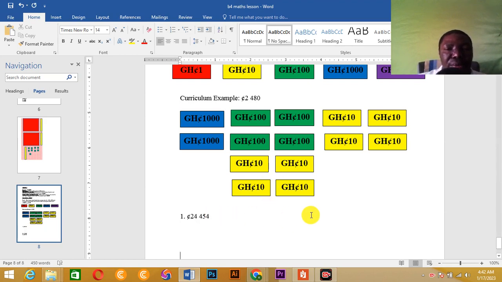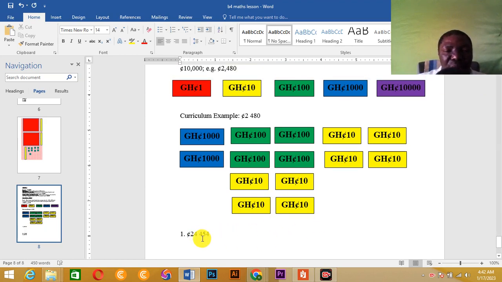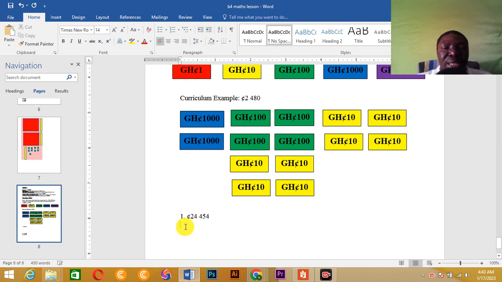Here now, we are moving toward 24,454. So here, you don't have 20,000. Any of the token currency represents 20,000. So we have only 10,000. So we are looking for the first one, which is 2. First, let's expand this one and see.